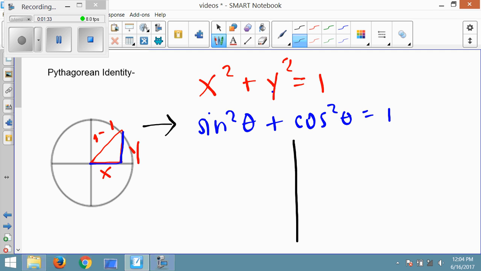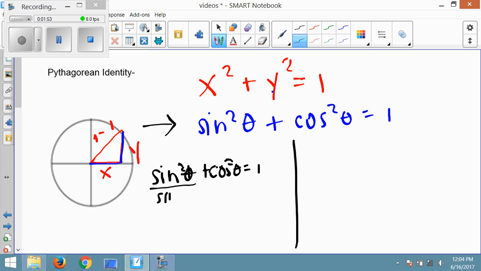Now, there's two others that come with this, and I'm going to show you where they come from so that if you ever forget what they are, you don't have to have them memorized. You can always find them. So here's our most important one, sine squared plus cosine squared equals 1.